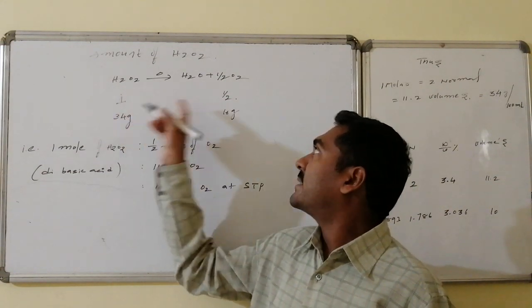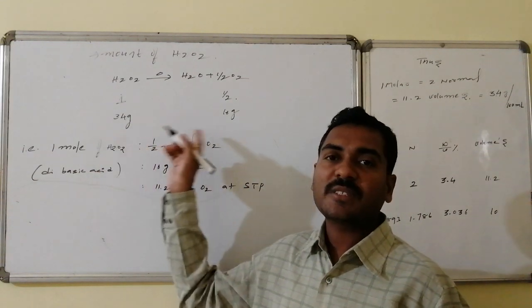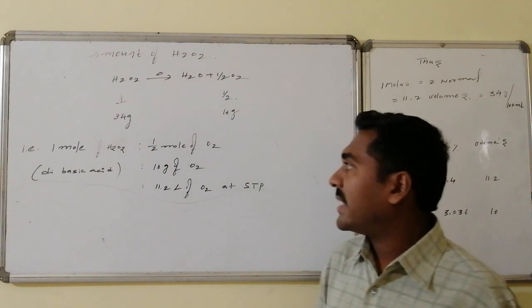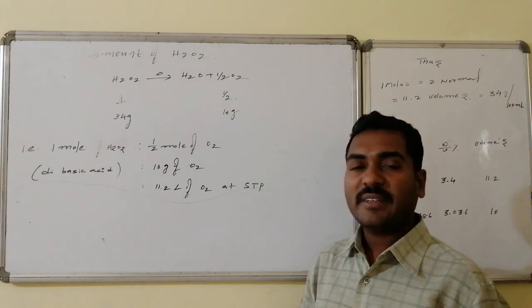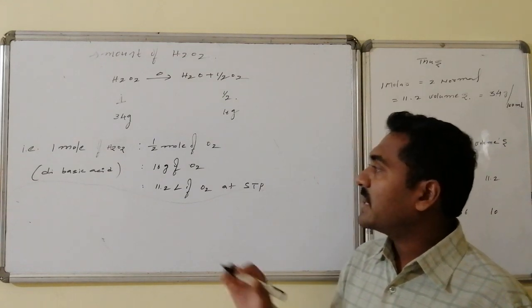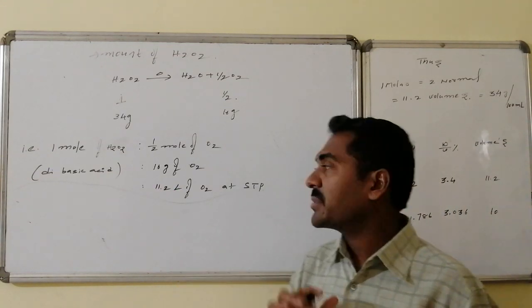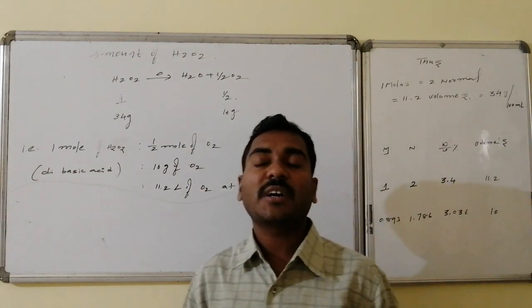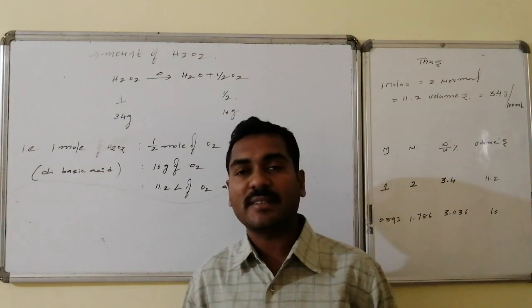This is 1 and this is half. If this is 34 grams, this will become equal to 16 grams, half mole of oxygen. Whereas 1 mole of hydrogen peroxide is responsible for production of half mole of oxygen. Being a dibasic acid, as we know from the beginning, that is 16 grams of oxygen at STP conditions, which occupies a volume of 11.2 liters.